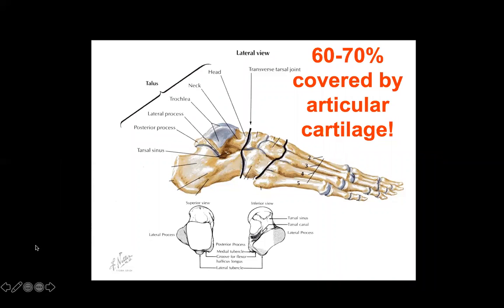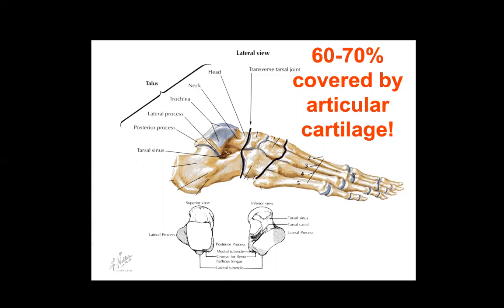Just worth noting that the talus articulates with several other bones, and those joints are very mobile and very critical to foot and ankle function. So the first is the tibio-talar joint, the ankle joint. Below the talus is the subtalar joint, and then anteriorly is the talonavicular joint. Of course, the ankle joint is involved in dorsiflexion and plantar flexion, and then the subtalar joint and talonavicular joint work together to do inversion and eversion, supination and pronation of the foot.